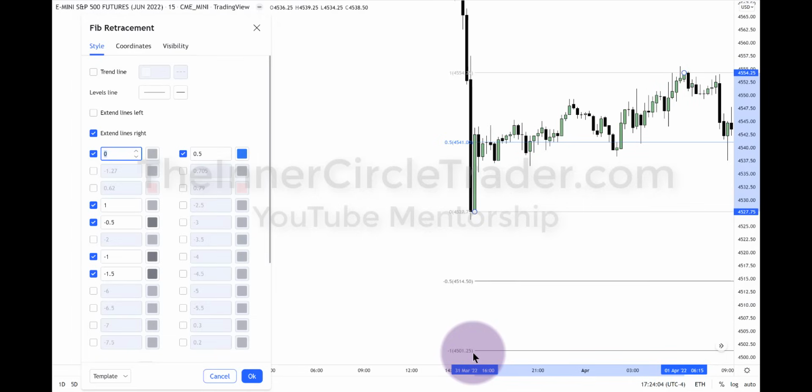Now, the question you're going to probably have in your mind is, okay, this is all fine and great, but how do we know which one to pick, ICT? If you put 1,000 lines on your chart, ICT, eventually somebody's going to see one of those levels get hit, and then you're going to make a video and say, see how smart I am? I've seen all of your arguments. I've seen that kind of stuff tossed around in the forums and such.